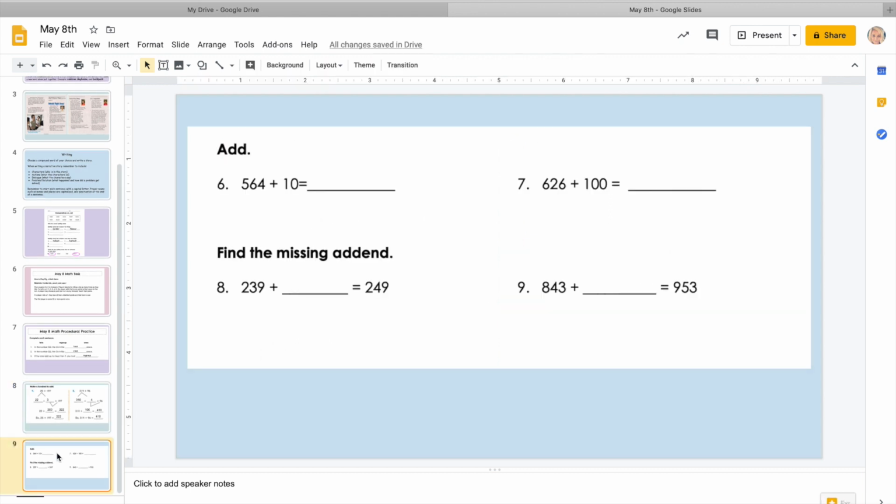Okay, and we are going to move on to the last portion of our math, where we are going to mentally add a 10 and a 100. And then we have a little bit of practice of finding the missing add-in.